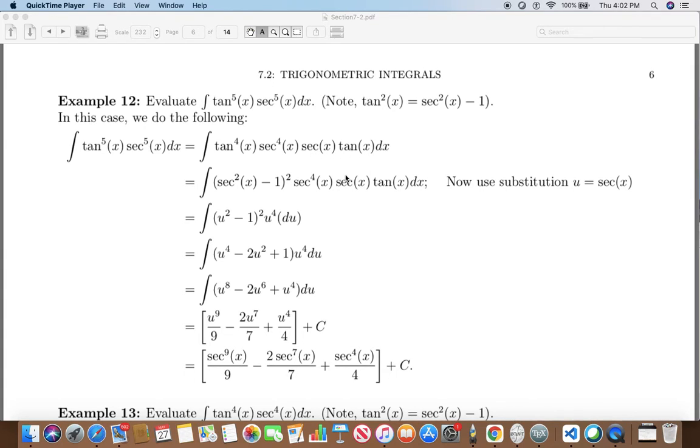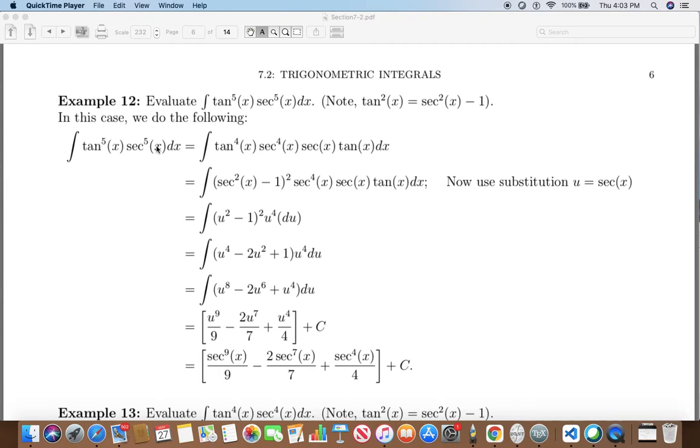Why did we do all this? This is going to be du. What is u? u is secant. The derivative of secant is secant tan. So all that is du. So that's u squared minus 1 power 2. Secant is u. And secant tan dx is du. So this is u power 4 minus 2u squared plus 1, that's this, times u to the power 4 times du. So it is very important, remember tan squared is secant squared minus 1. So what did we do here?